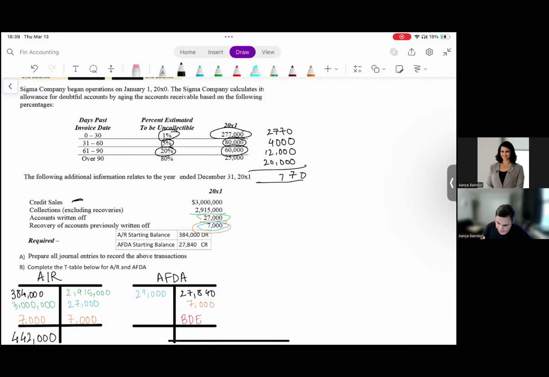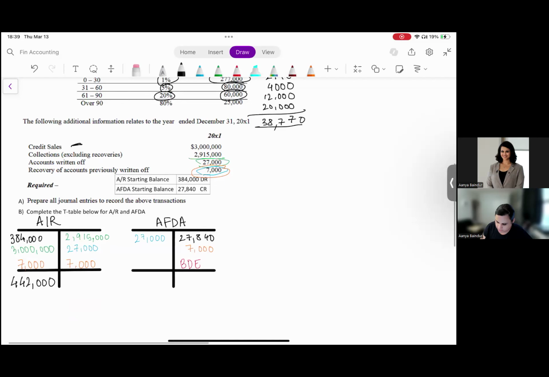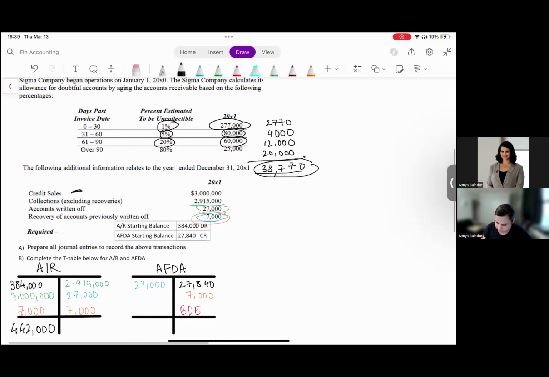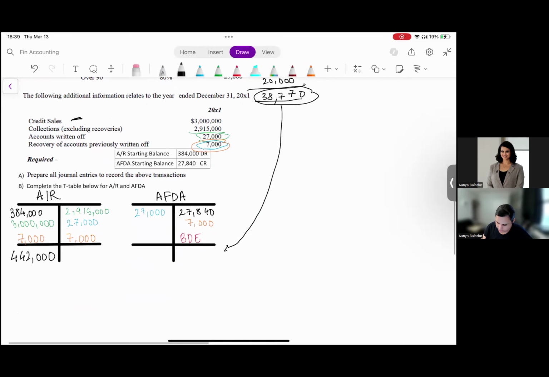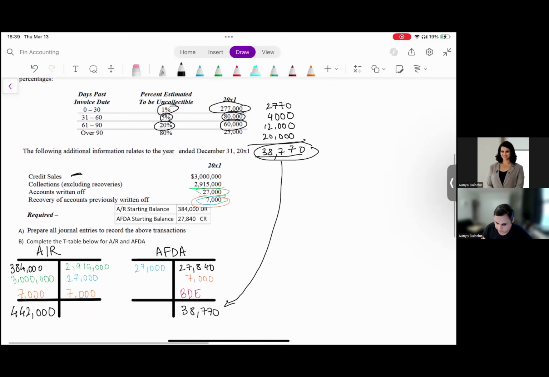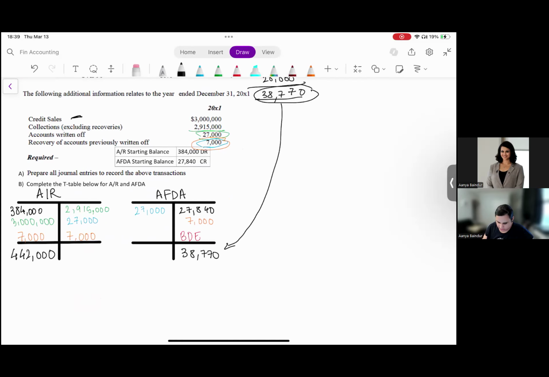and we should get 38,770. Now this amount that we got at the end of aging our accounts is what our end balance for allowance for doubtful accounts will be, 38,770. Now, had they not given us aging of the accounts, they might have said that 3% of the end balance of our accounts receivable will be the end balance for allowance for doubtful accounts. They could have done that, but in this case, we have aging of the accounts, so just ignore that.